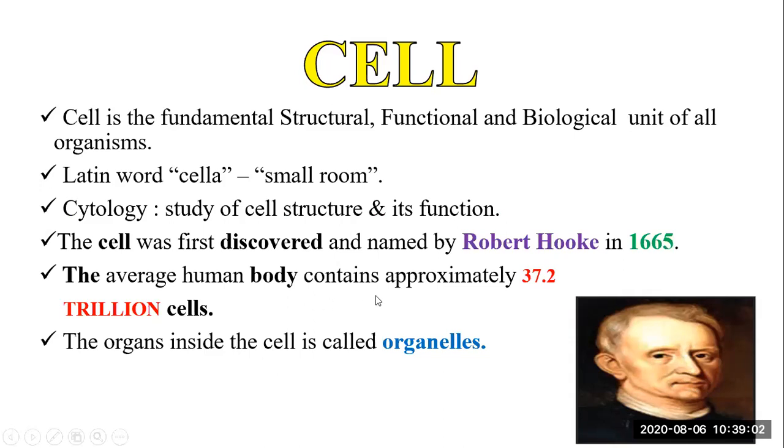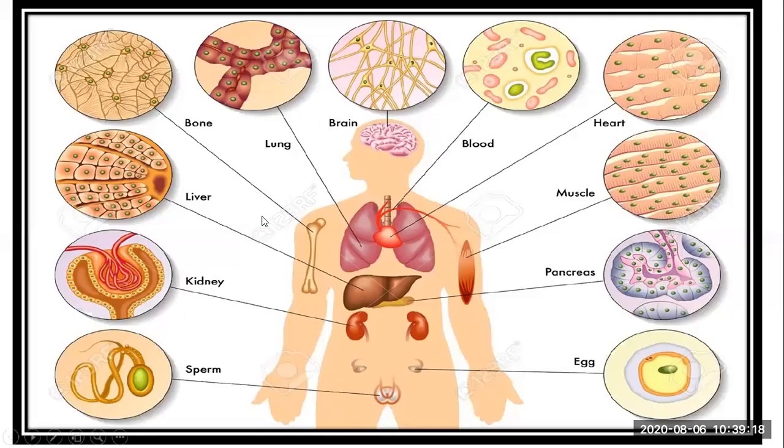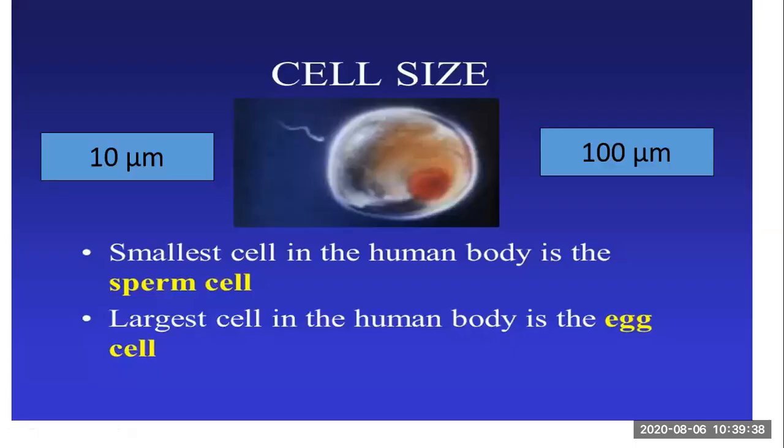Now, the average human body contains approximately 37.2 trillion cells. So, you can imagine how many cells there are in our body. Now, whatever organs are present inside the cell are known as the organelles. As you can see in our human body, every organ has its own cell. You can see here, this is the egg, the female ovum. Then the pancreas has cells, the muscle has cells, the heart has cells, the blood has cells, brain, lungs, body. So every organ has cells. That's why it is a very important thing you must remember about the cell.